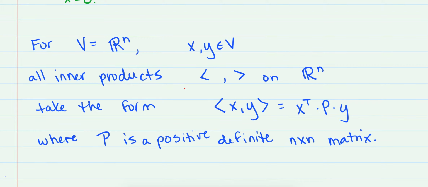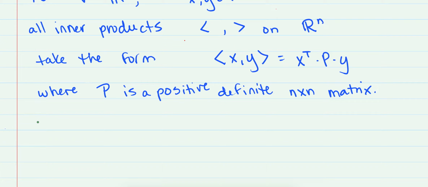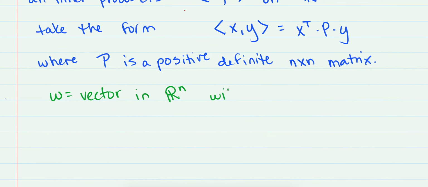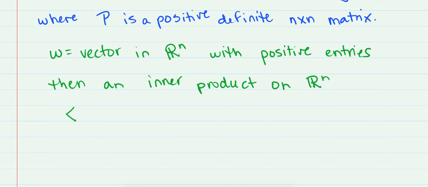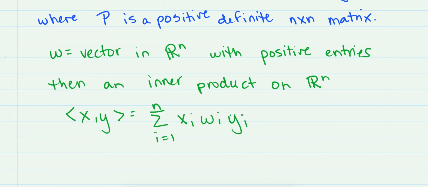In fact, one of the examples in the book they give you is for a matrix that's diagonal. They kind of say it in a different way. They say if w is a vector in Rn with positive entries, then an inner product on Rn will look like this. x with y is equal to, I think they say, the sum, i is 1 to n, of x_i w_i y_i, just like this.